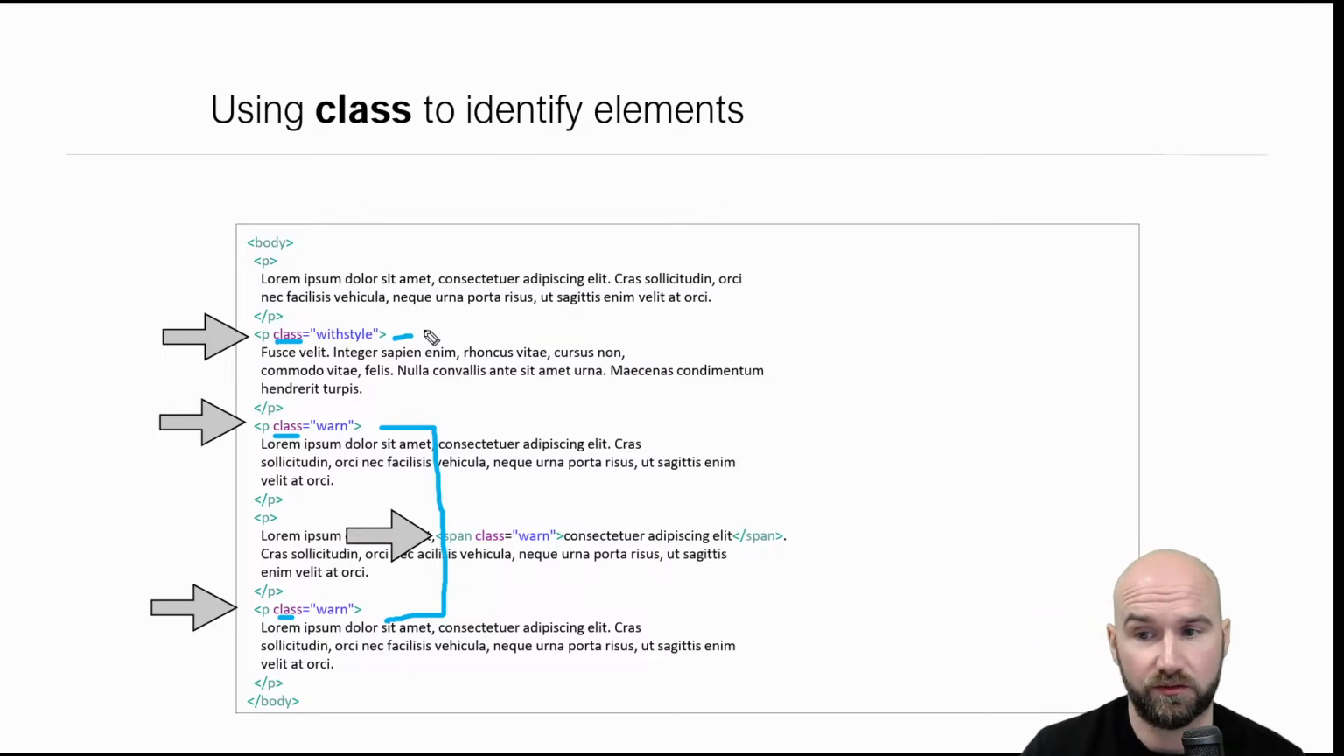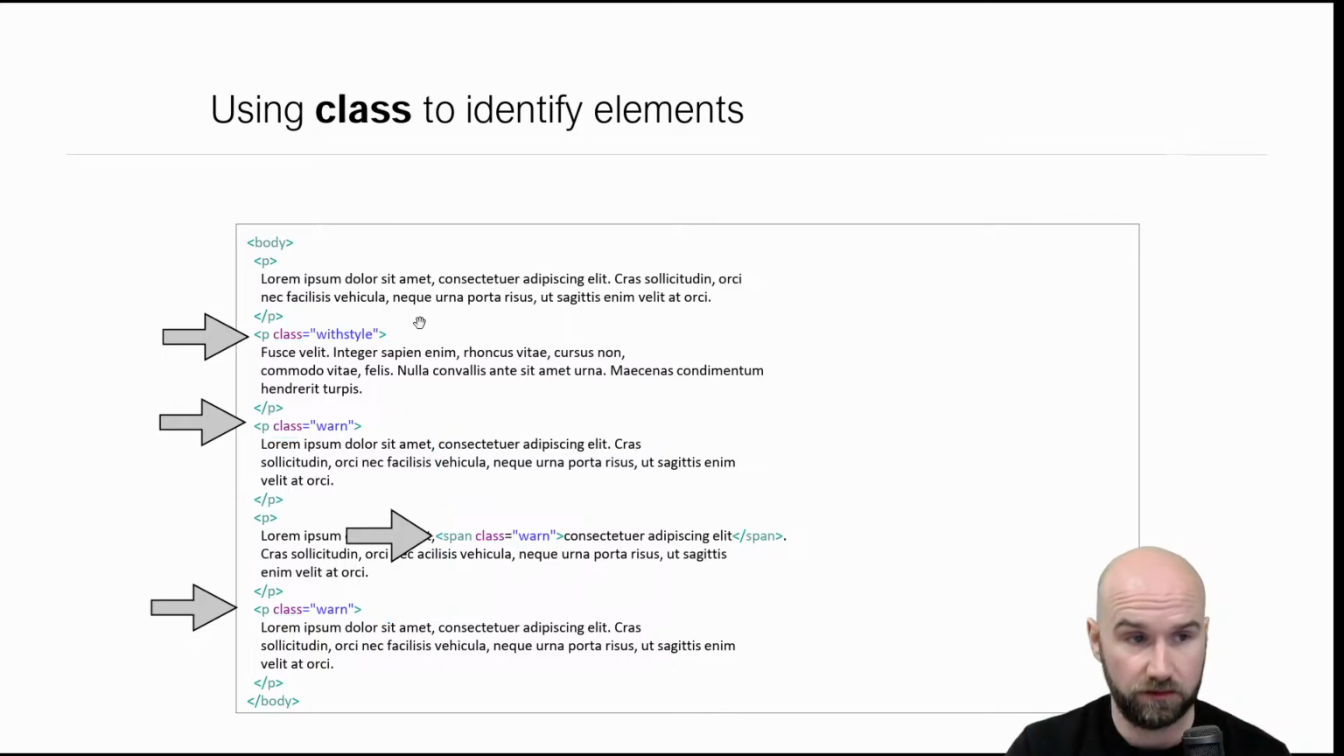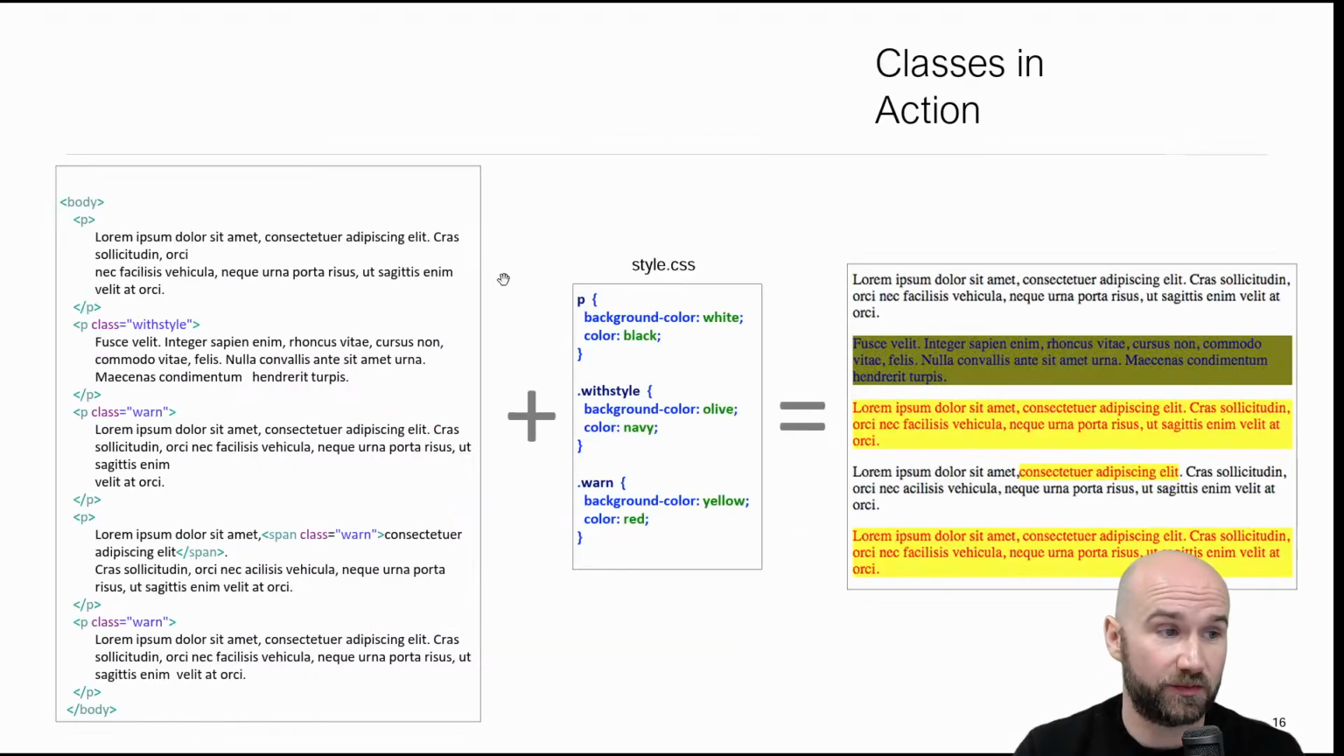So you can see we now have a subtype where we have P, which is our paragraph type, and then the class with style is a subtype, and then the warning or warn is another subtype. So we've made our selectors more selective. This is pretty standard practice.